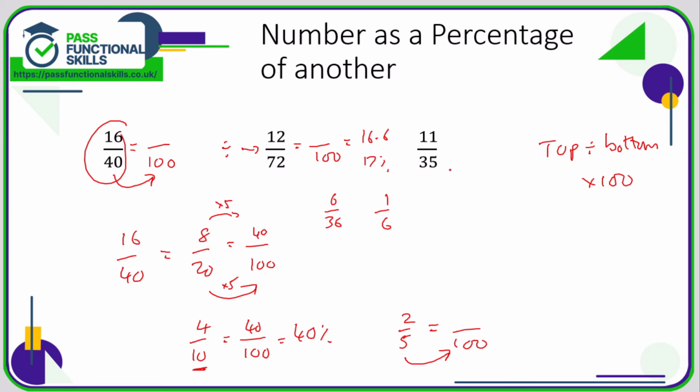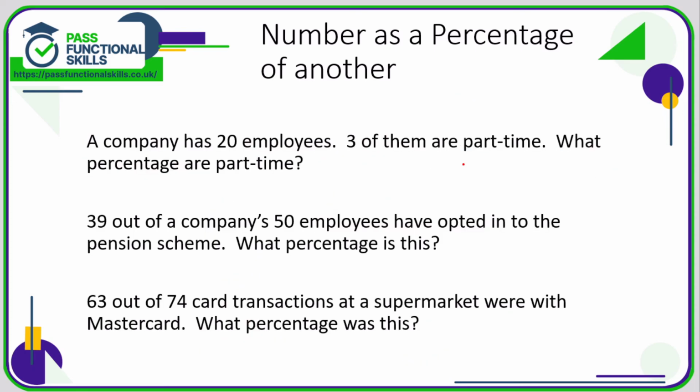So 11 out of 35, well, that's 11 divided by 35 multiplied by 100. 11 divided by 35 gives you the decimal answer. Don't even bother looking at that. Just multiply that by 100 and you get 31.42. Let's just call that 31%. Obviously, in an exam, they'll tell you how they want the decimal given to the nearest whole number, to a certain number of decimal places, etc.